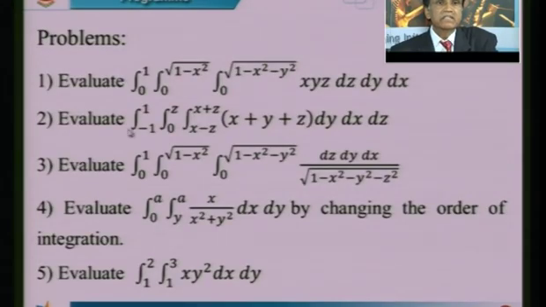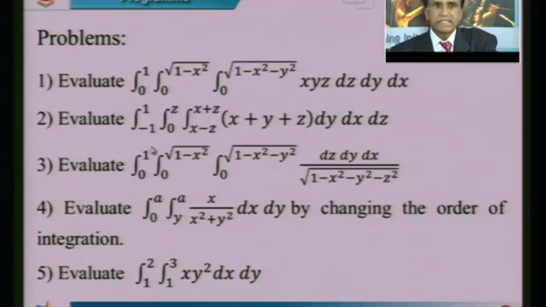The first problem you can see now is 0 to 1, 0 to square root of 1 minus x square, and 0 to square root of 1 minus x square minus y square, where the function is x y z, dz dy dx.